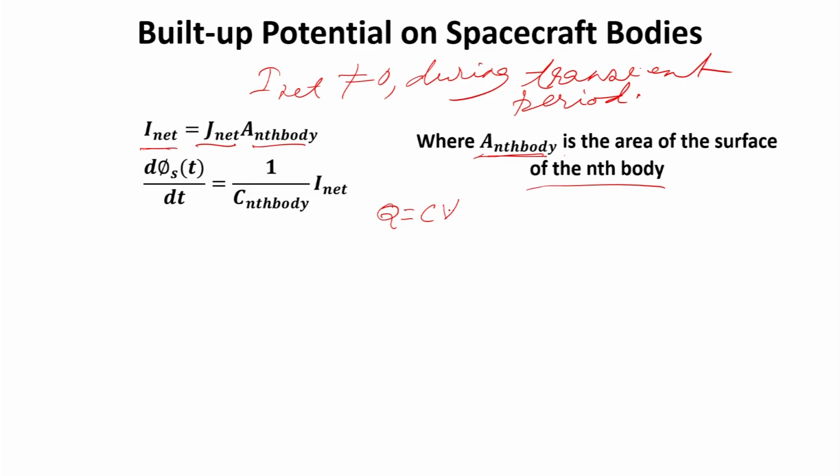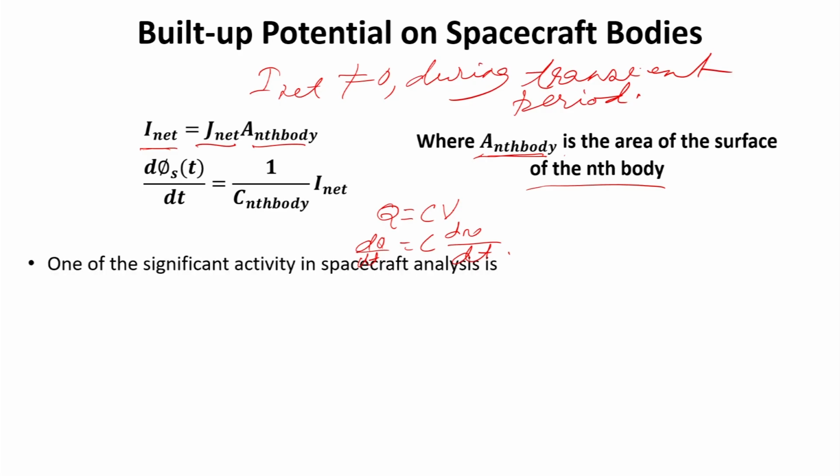Okay. So, if I now differentiate it, dq by dt will be C dV by dt, and dq by dt is the current. So, I can write it like that. So, you see, if I want to find this spacecraft potential, I can first calculate the I net. Of course, all these things need to be done numerically, and then you will be able to calculate this.